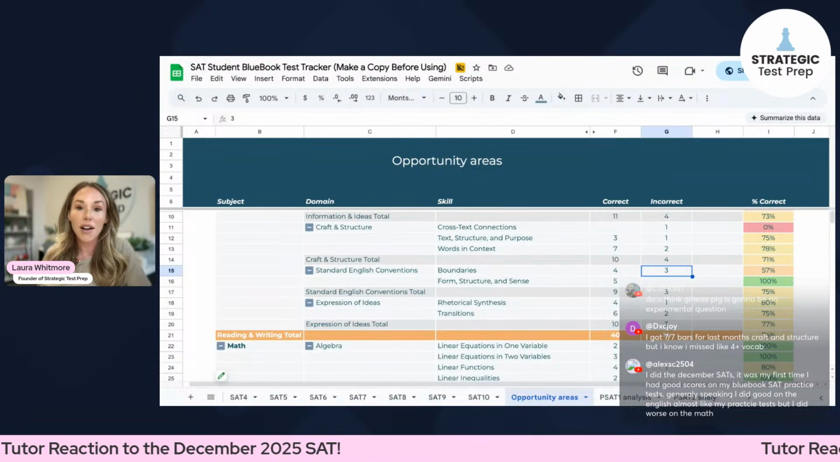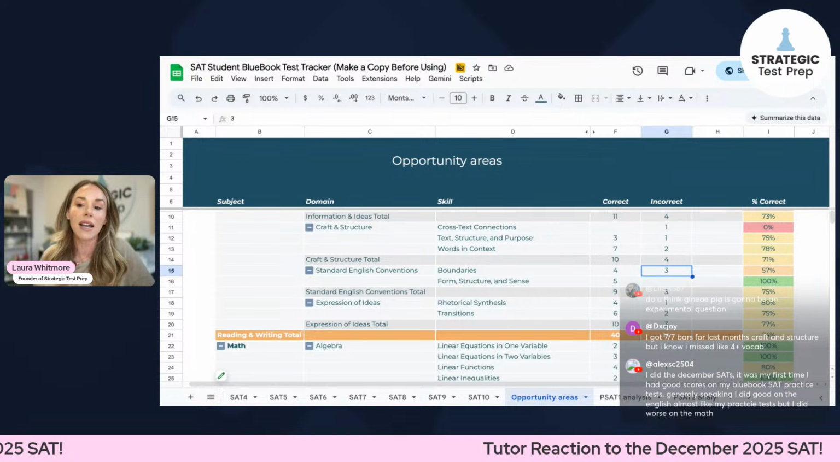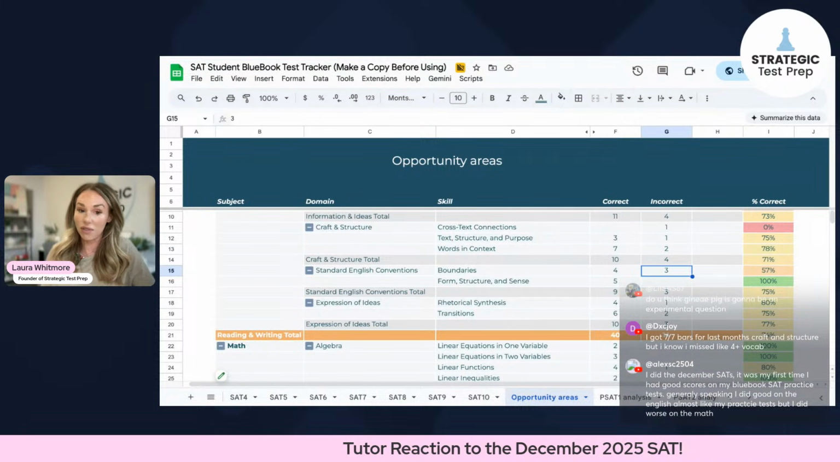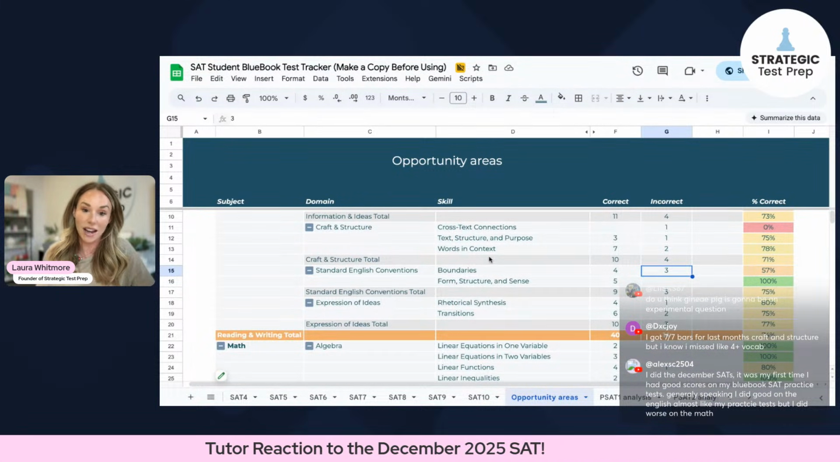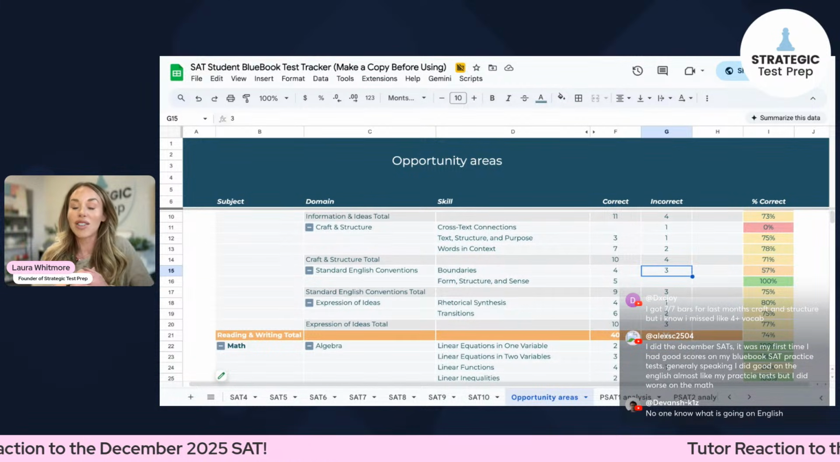Then you can go to College Board's question bank. You just Google College Board question bank and filter to these specific types of questions based on their category and what they're called.